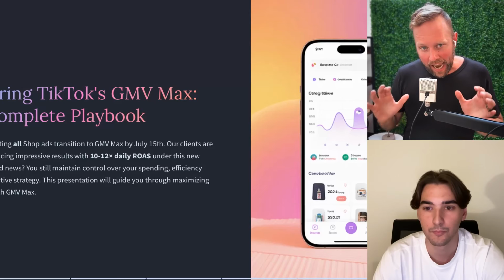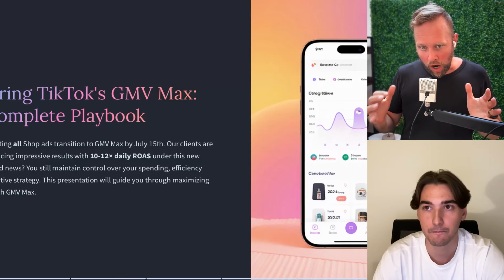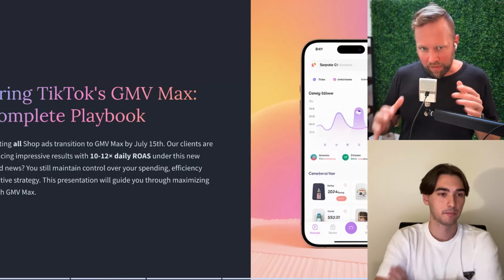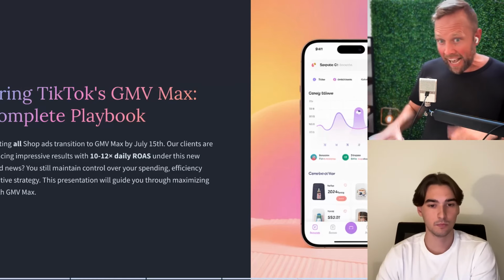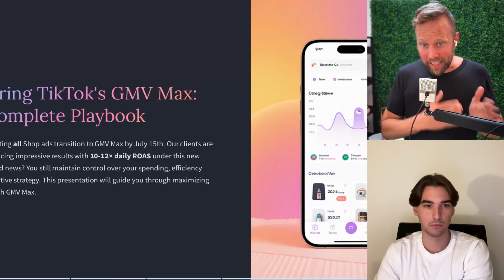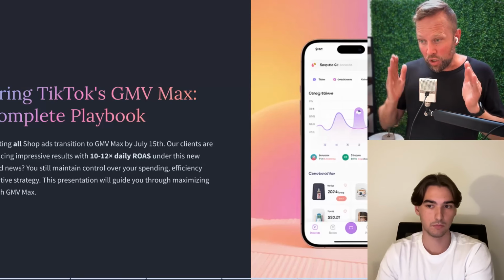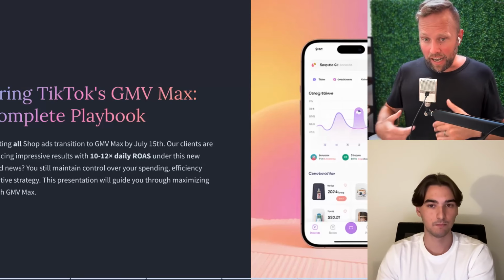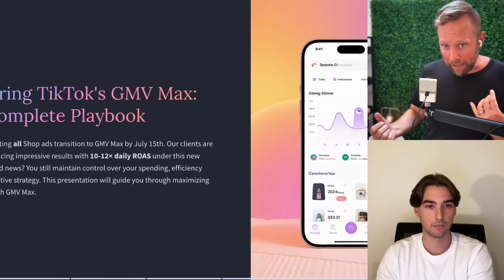Hey guys, today I am super excited to walk through the TikTok Shop GMV Max playbook. As of July 15th, 2025, everything on TikTok Shop ads is moving to GMV Max. So understanding this is incredibly important.